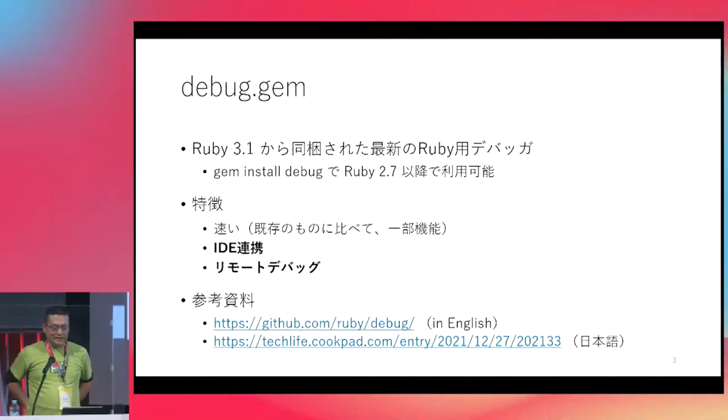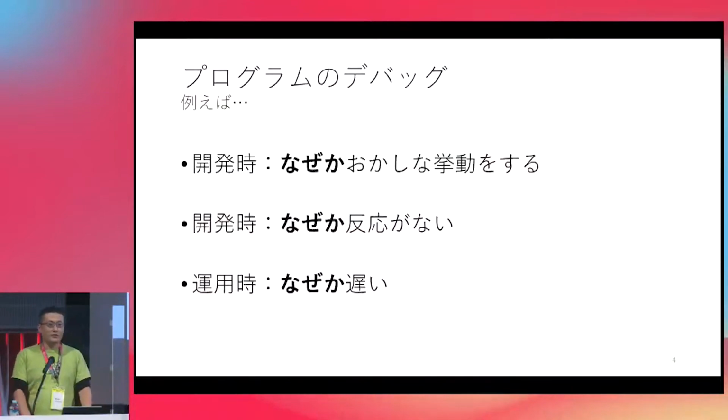And first, about the debug gem, that is shipped together with Ruby 3.1. So once you install Ruby 3.1, you install the debug gem together with it. That is from Ruby 3.1, but if you are a user of Ruby 2.7, you can still install this debug gem by the command gem install debug. And this is a little bit quicker or faster than others. Actually, there is no slowing down, and it can be integrated into IDEs, and remote debugging is possible as well. And here are some materials written in English and Japanese, either of them.